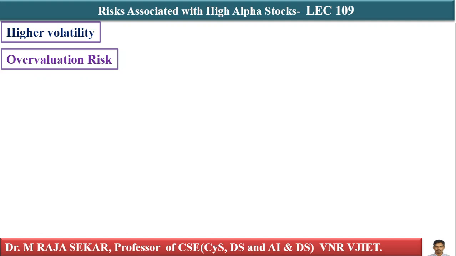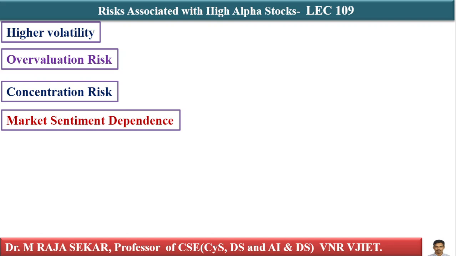Another risk is overvaluation risk. Stocks with higher alpha projections may already be priced aggressively based on future growth expectations. If the company fails to deliver, the stock price can drop quickly. Concentration risk. Investors might concentrate their portfolios on high alpha stocks to chase returns. This lack of diversification may magnify losses if those stocks underperform.